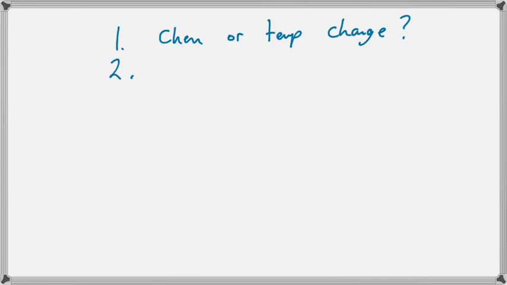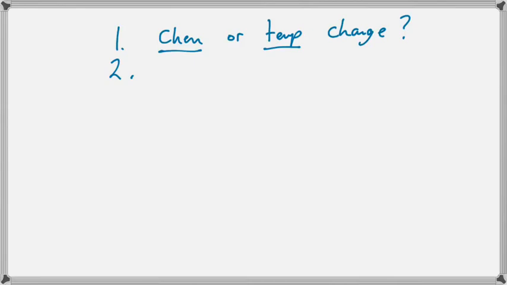If it's a temperature change, then we just learned or reviewed the Q equals mc delta T formula. If it's only a temperature change, that's your formula. If it's a chemical change, though, you can't use that formula. You have to use a different one. So that's your first question. On every question you do for this whole unit, chemical change or temperature change.